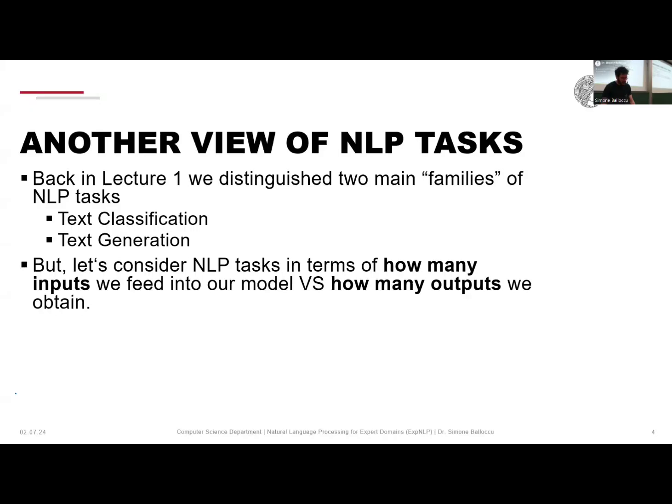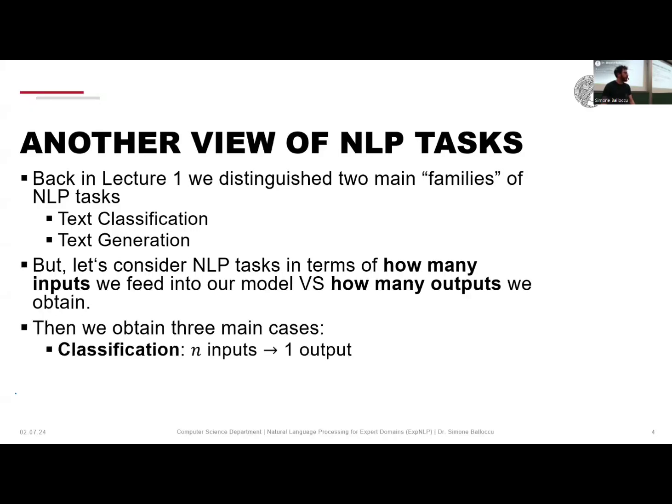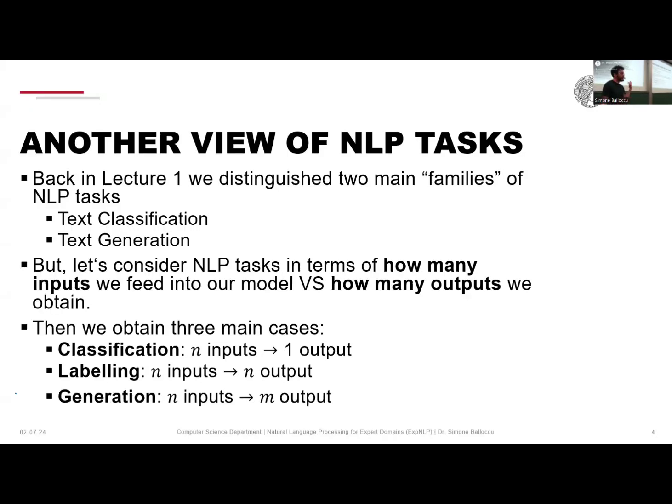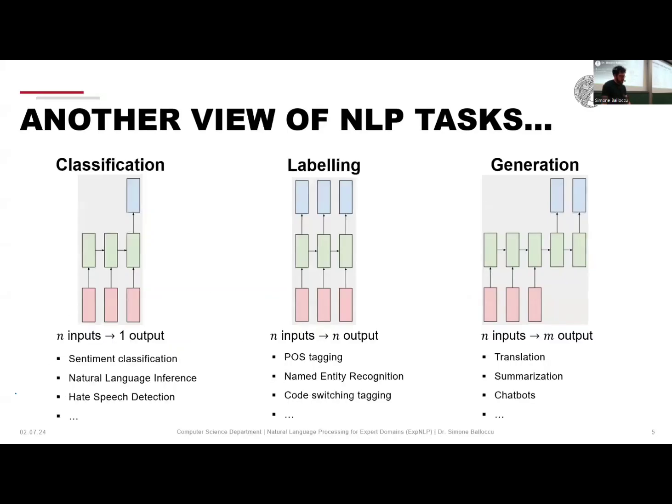So we obtain 3 cases. Classification, which is we have whatever inputs, but only one output. Labeling, which is we have whatever input and the exact same amount of outputs. And generation, which is we have 2 different amounts of input and output, where the output might be longer or shorter than the input, okay? So to give you another view, you can see something like this, right?